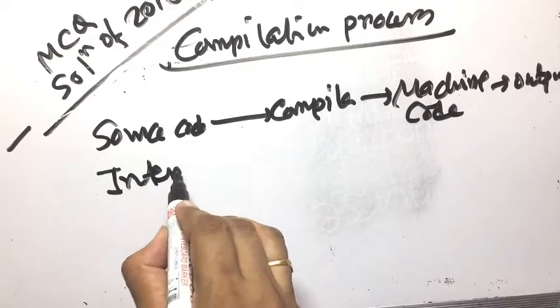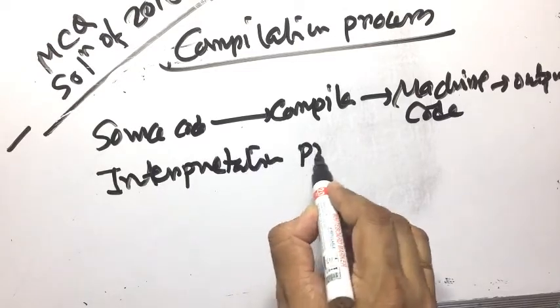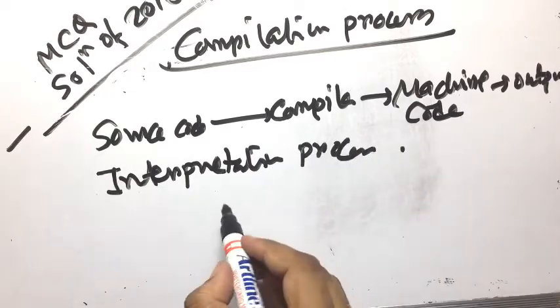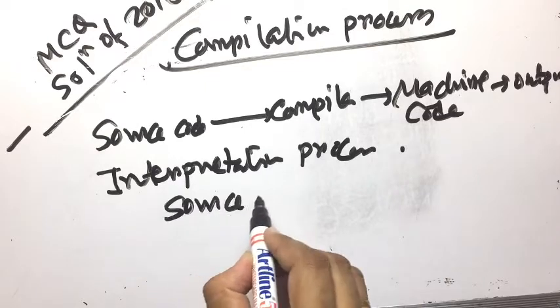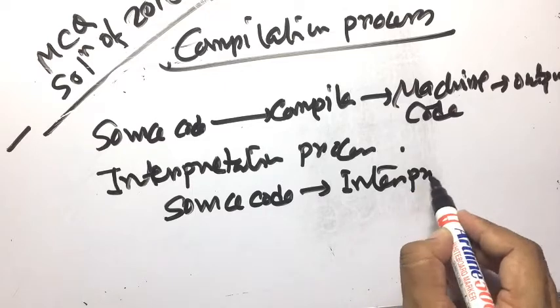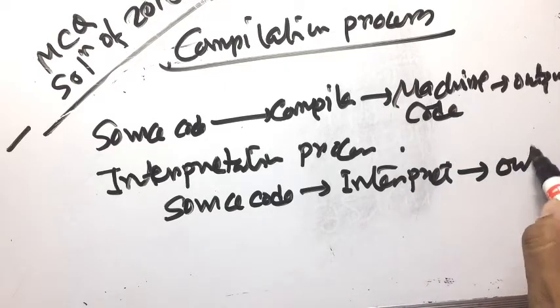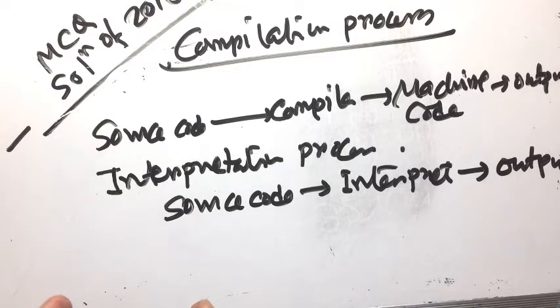Interpretation process. In case of interpretation, there is a source code, and that source code is interpreted by the interpreter and creates the output. So this is the concept through which we can compile and interpret it.